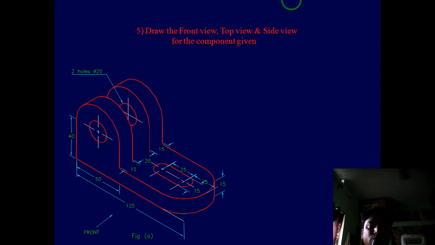We were discussing the problems of conversion of ISO to ortho, 3D to 2D. Already we have discussed 4 problems. Now coming to the next, the fifth one. Draw the front view, top view and side view of the component given. This is the component given in 3-dimensional form, right? We have semicircular webs on a flat web which has a somewhat semicircular shape. Now we are supposed to draw its front view and top view.